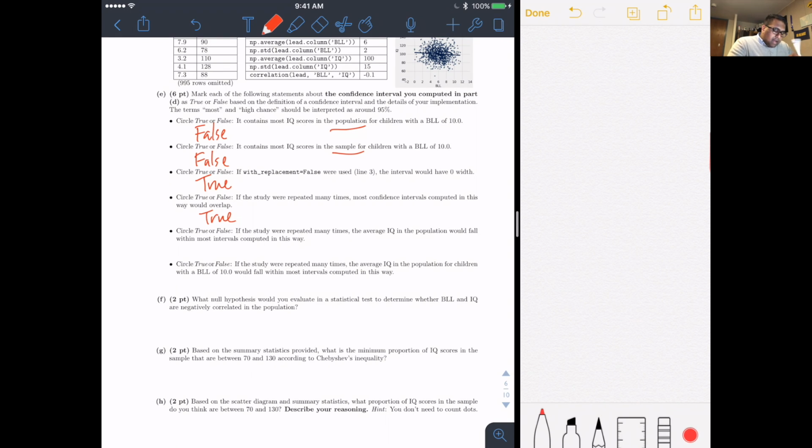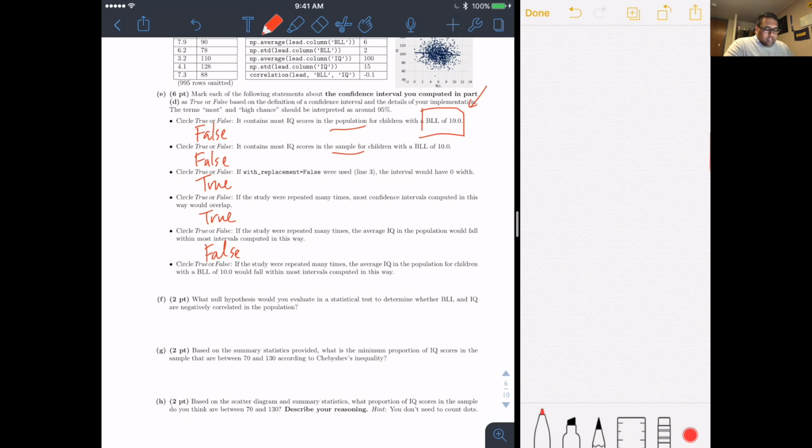If the study were repeated many times, the average IQ in the population would fall within most intervals. That's false. Because, again, this question only deals with values of a blood lead level of 10. And we have no idea whether or not this corresponds to the average IQ value. This question is not dealing with the mean of the entire data set. It's just talking about a specific blood lead level of 10. So that's going to be false.